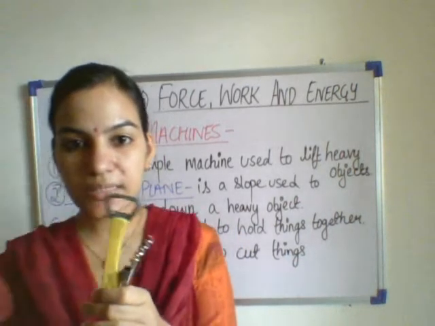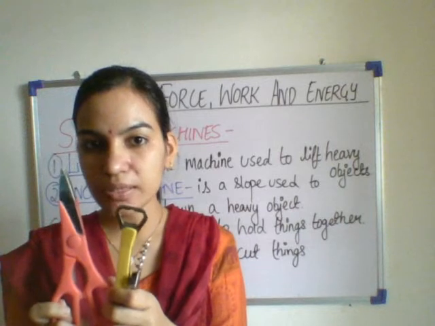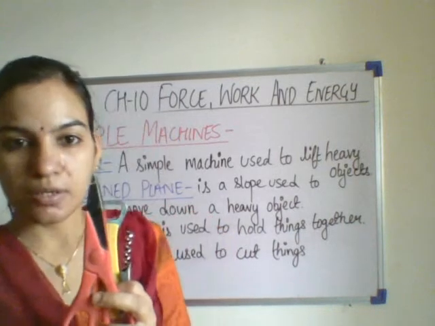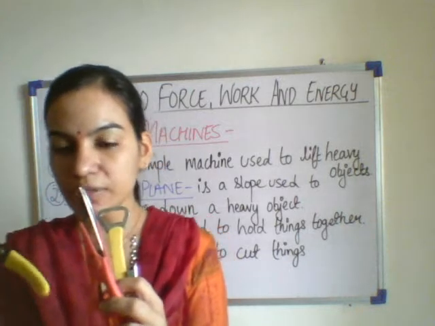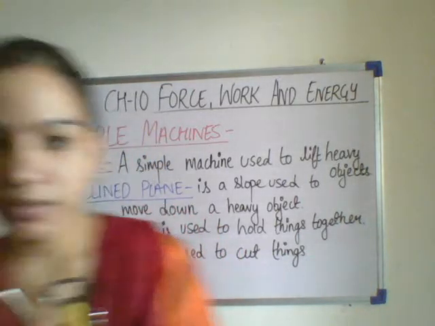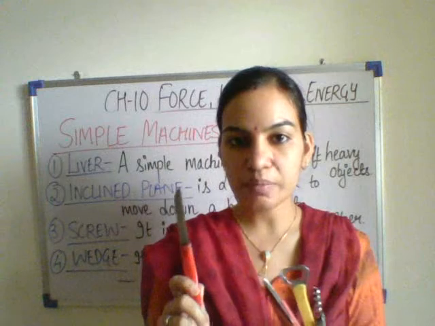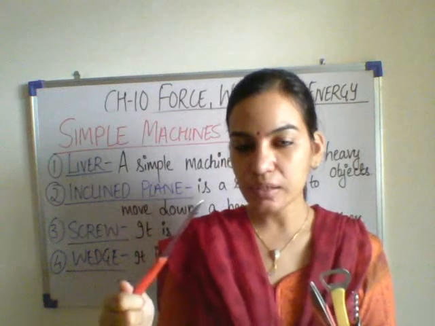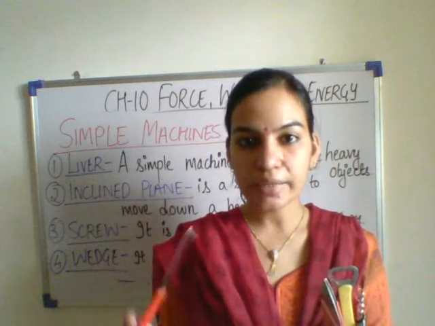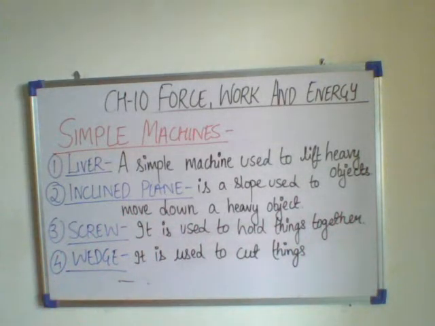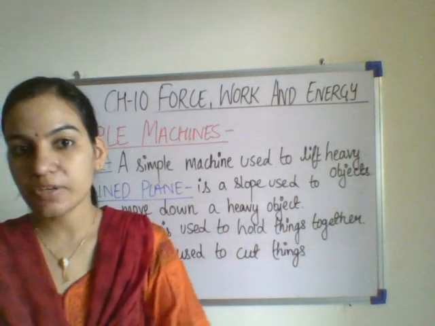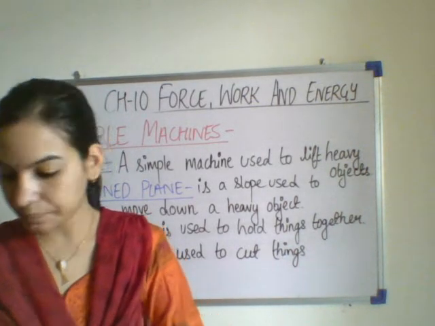The next is scissors. Scissors are used to cut different things, so they are an example of a lever. This one is known as the seesaw. It is also an example of the lever. And knife. The knife is also an example of the lever. Why? Because a knife is used to lift the lid of the tin. Sometimes we use a spoon to open the lid of a tin, so the spoon also acts as a lever.